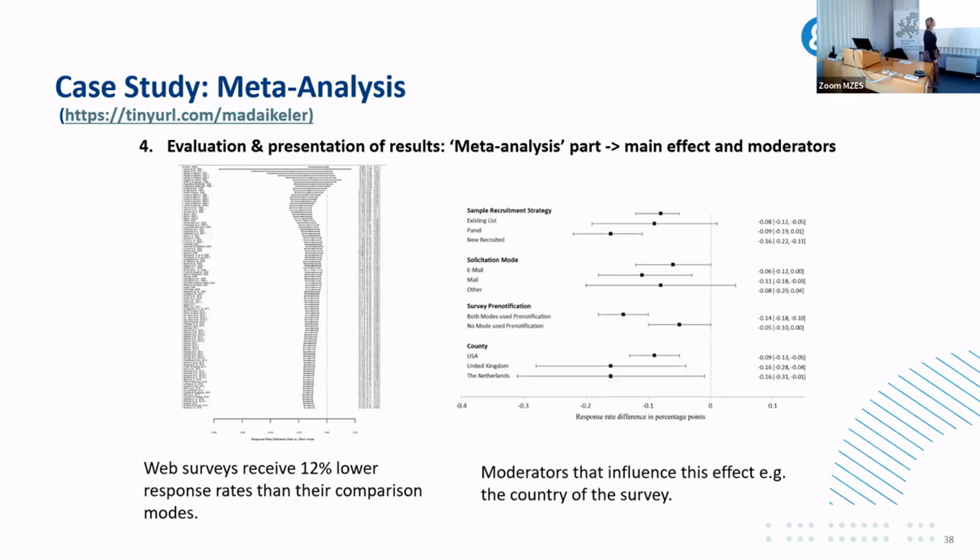And we tested for some survey methodological aspects or moderators which could explain this effect. So is it important how the respondents were sampled, whether they came from an existing list, or from a panel, or were completely newly recruited? What we can see is that when they were completely newly recruited, the gap between web mode and the other survey mode is even higher. In general there are 16% lower response rates from web survey respondents who were newly recruited. Yes, and we also tested for some countries, and these effects were all significant.